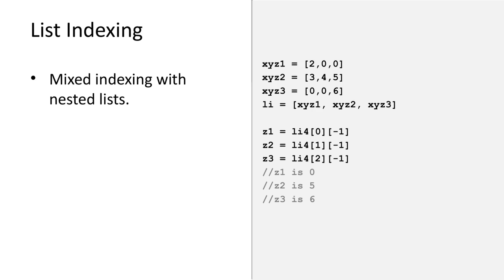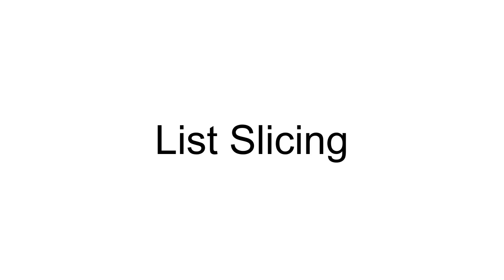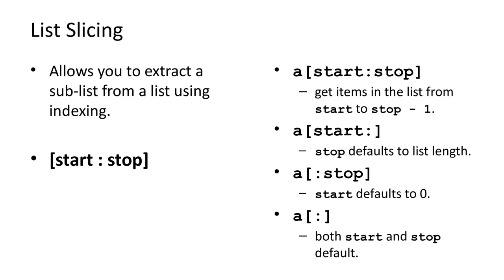Now let's look at one more technique, called list slicing. List slicing is a technique that exists in Python. It is also supported in Mobius. It is a useful shorthand way of extracting a sublist from a list.